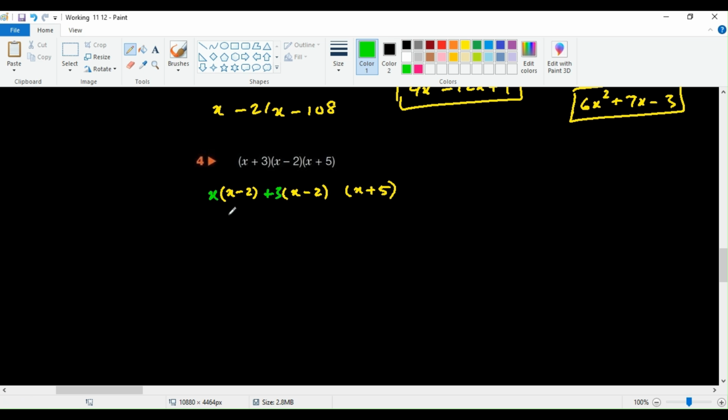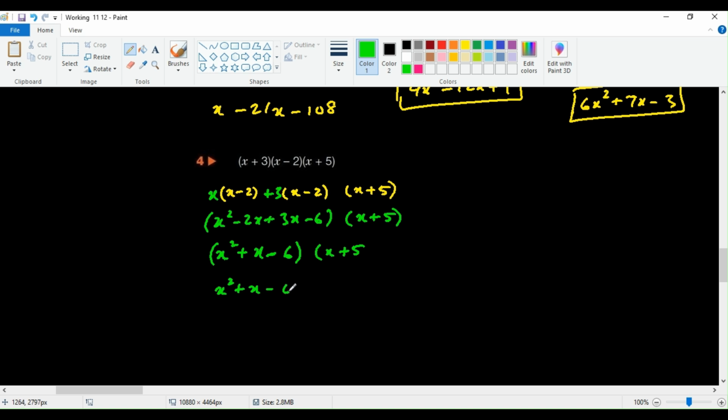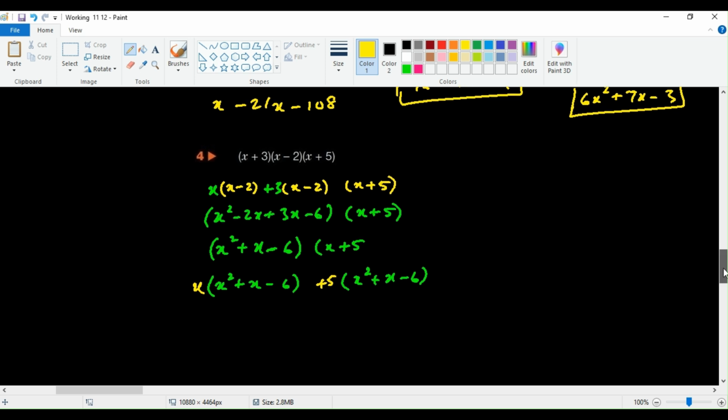3 here. So this is going to give us x squared minus 2x plus 3x minus 6, which will be multiplied by x plus 5 later: x squared plus x minus 6 and x plus 5. That means I will write the first one two different times, x squared plus x minus 6. I will write x plus 5 like this. And now we are going to simplify with the brackets.